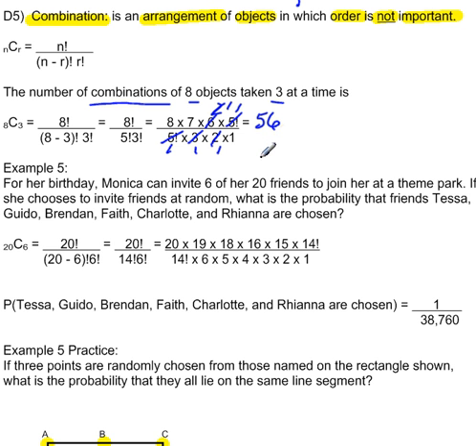For instance, if it didn't matter what order you lined up in a line to go outside, like for a fire drill, we just need to get outside. We don't have to be in any particular order.